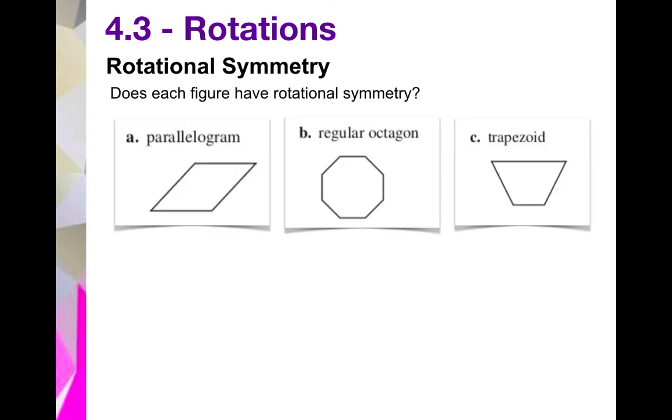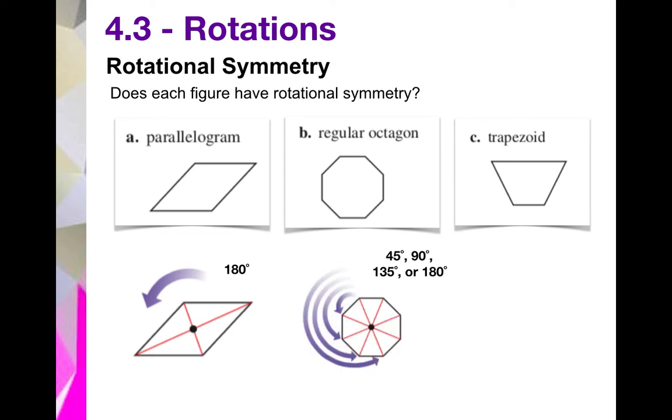What about each of these figures, rotational symmetry? Take a look at these at first and see if they have rotational symmetry. For A, you can do 180 degrees and we have rotational symmetry. The octagon, you can do 45 degrees, 90 degrees, 135 degrees. So every 45 degrees you have rotational symmetry because it maps onto itself. It looks exactly like the original.